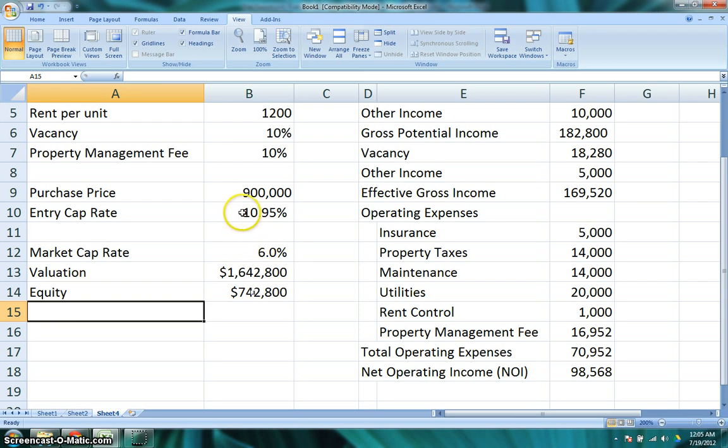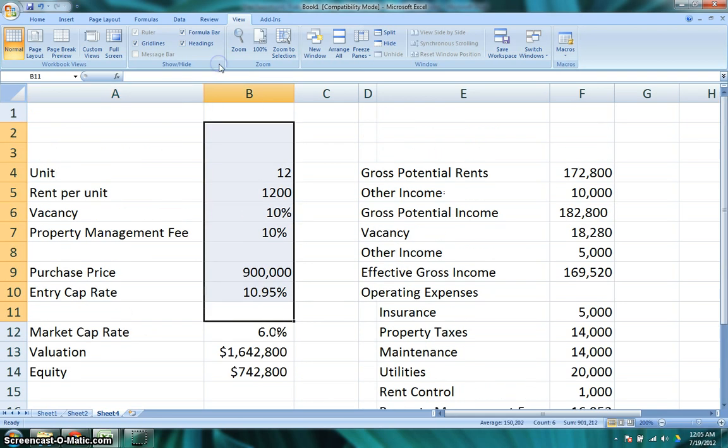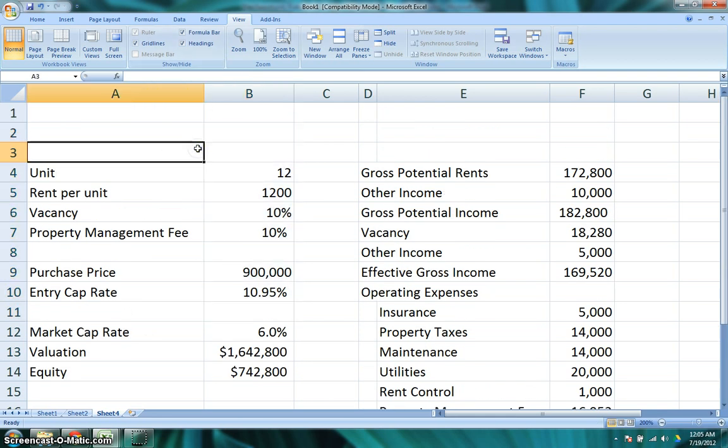So when the cap rate is higher than the market cap rate, that's a good thing, assuming that this property is comparable to all the market comps. So I hope that this has been helpful for you, and what I'm going to do now is create a simple problem for you to go through, and let me show you what it is.